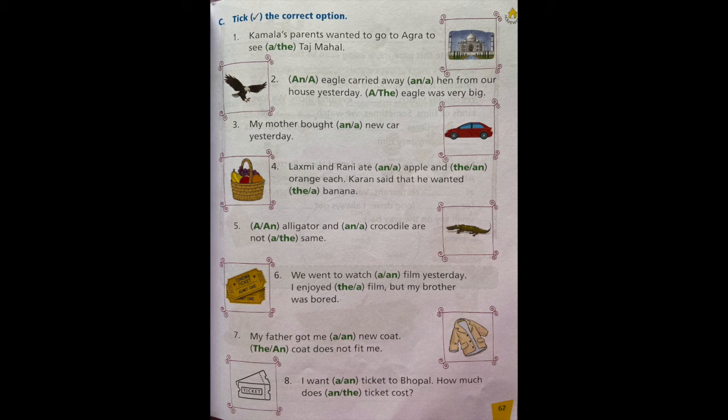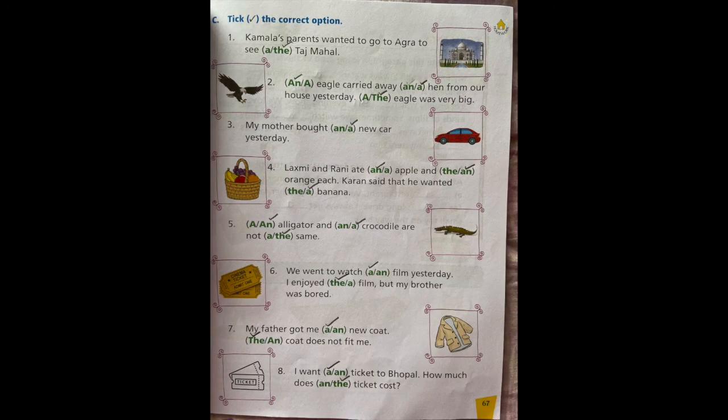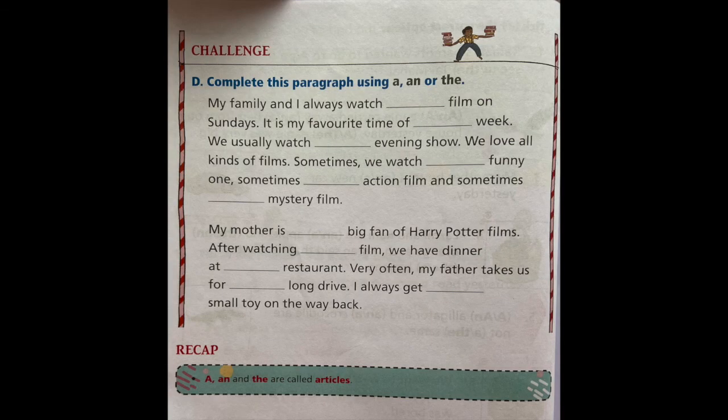Okay. Now do it yourself from 5 to 8. The answers are on the screen. Then you can cross check. Okay. Make sure that you listen to the beginning sound of each word to write down if it is a, an. Alright. And when to use the, you already know. Now turn to page number 68. Complete this paragraph using a, an or the.